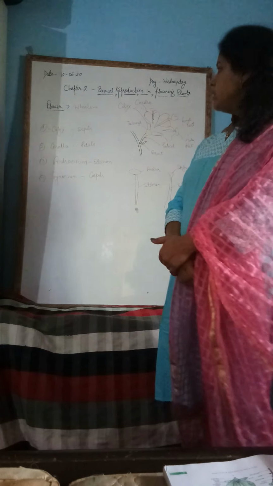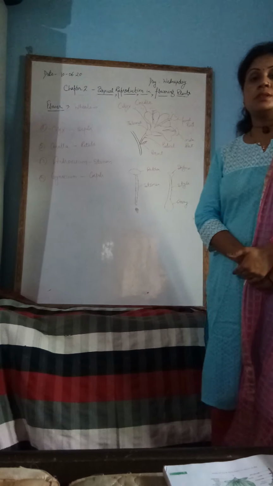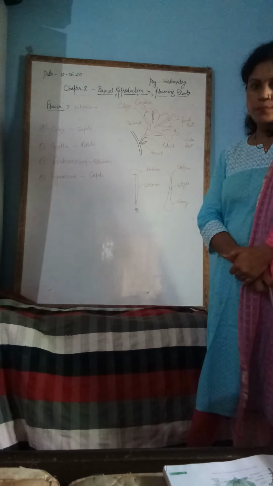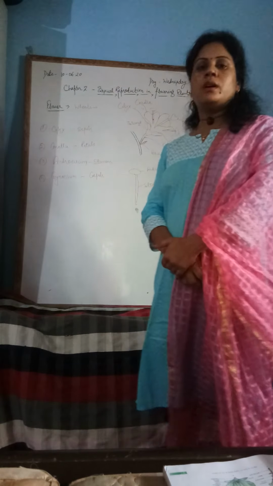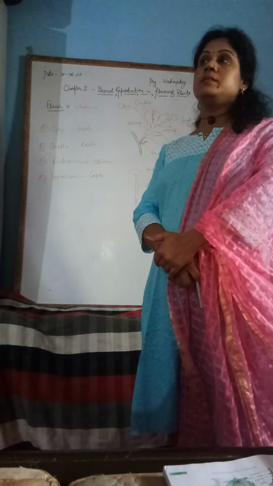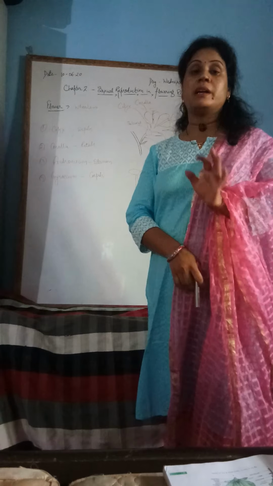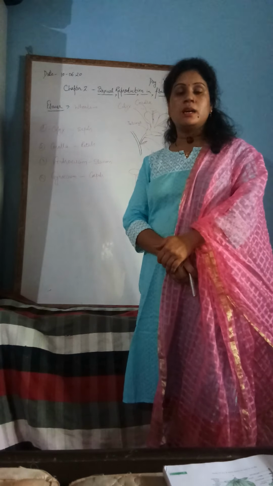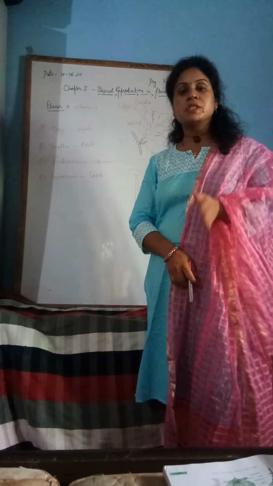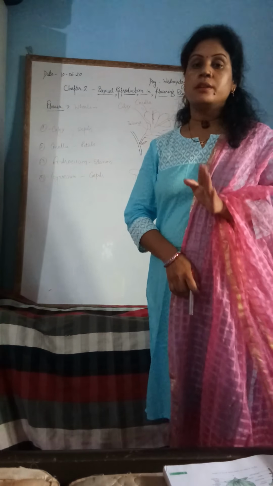First of all, we should know about the flower. In this chapter, we should know about the flower. If we define a flower, the proper definition of a flower is a highly modified shoot, which is very essential for sexual reproduction.